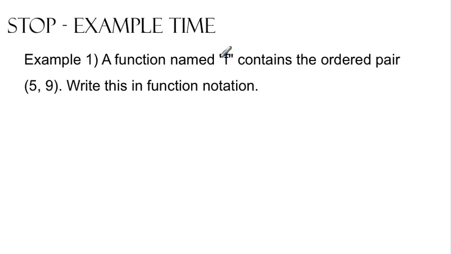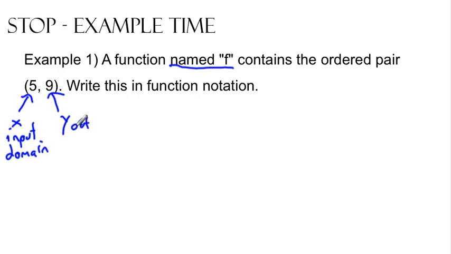So let's look at example 1 here. A function named f contains the ordered pair (5, 9). We want to write this in function notation. So my function is named f, so there I have my name, that's important. And I have this ordered pair. And an ordered pair always has an x and a y. My x is always my input, which we also call domain. My y is my output, which we also call range.